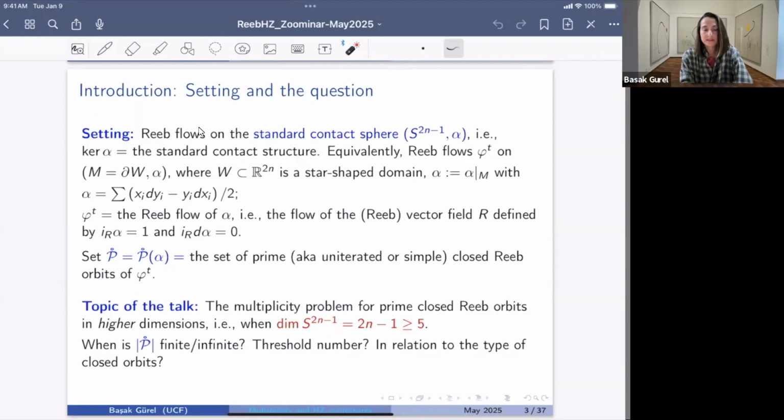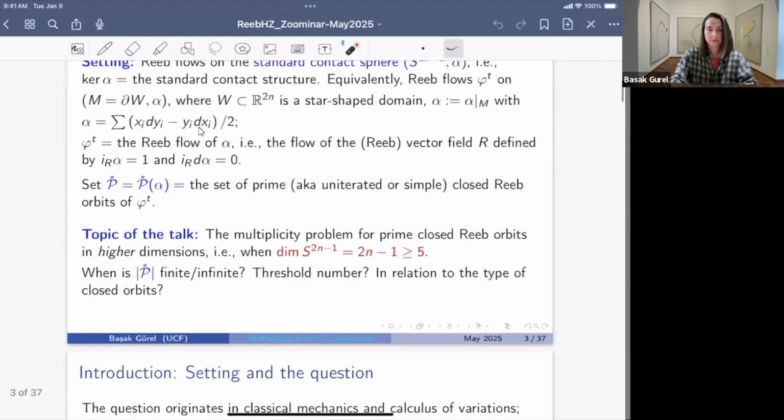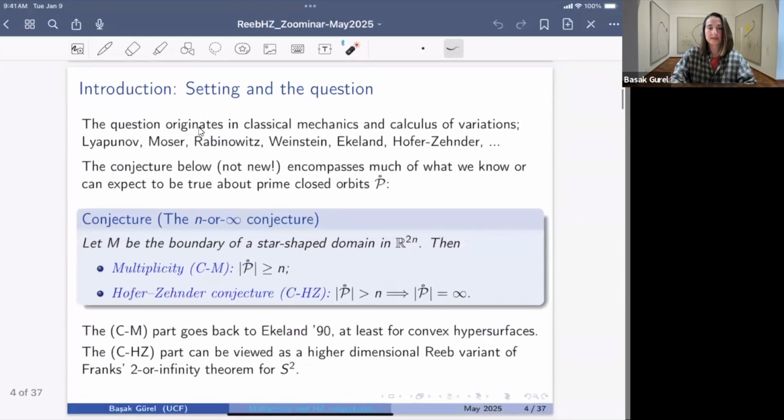And so you can ask whether this set is finite or infinite, and when is it finite? Is there a threshold number after which you have infinitely many prime orbits? Then you can incorporate the type of orbits into the picture. For example, could it be that it is infinite in the presence of a specific type of orbit? Or you can ask, if you have an elliptic orbit or a hyperbolic orbit, when it is finite, etc. A lot of people asked these questions. As a question, this is fairly old and goes all the way back to the work of Lyapunov, Moser, Rabinowitz, Weinstein, Hofer, Zehnder, Ekeland, lots of people.